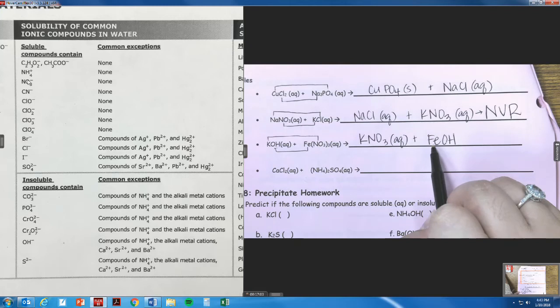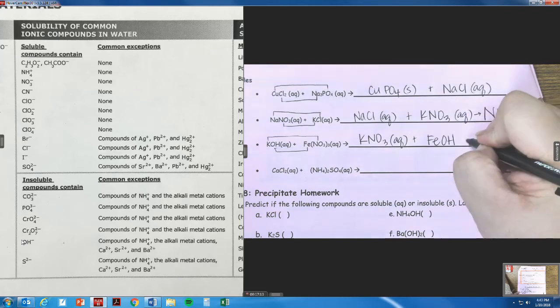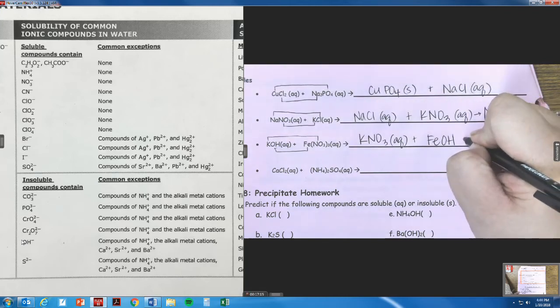Okay, and let's take a look at iron hydroxide. So hydroxide is at the bottom of our solubility chart, and iron is not one of those exceptions. So it is going to stay insoluble.